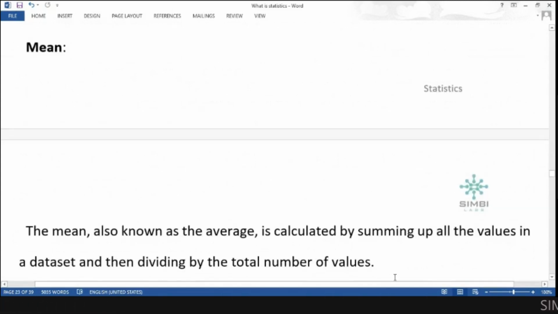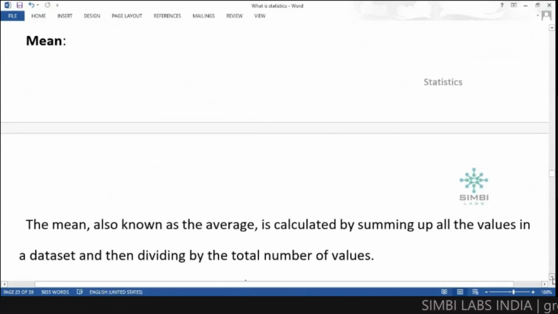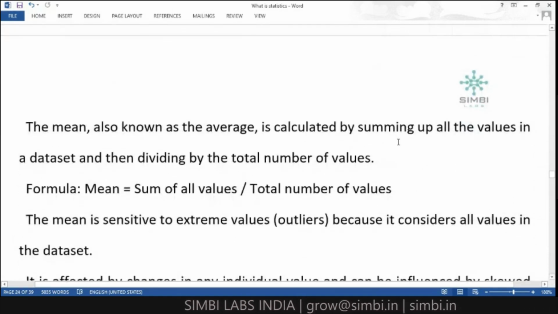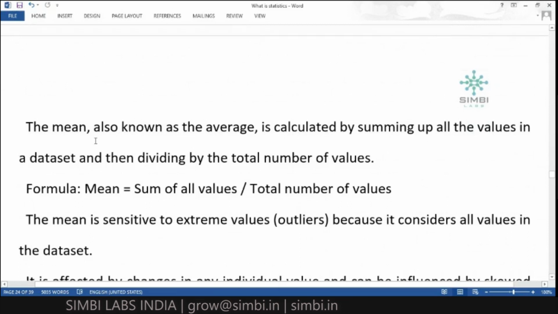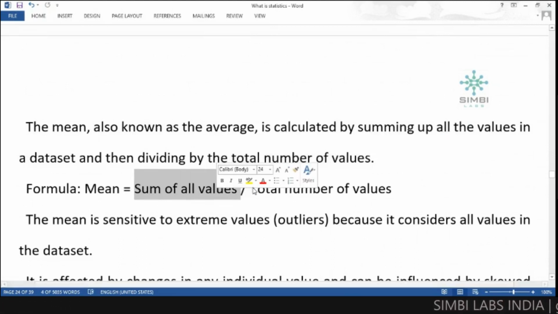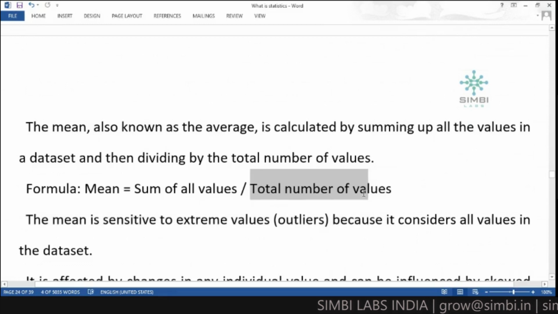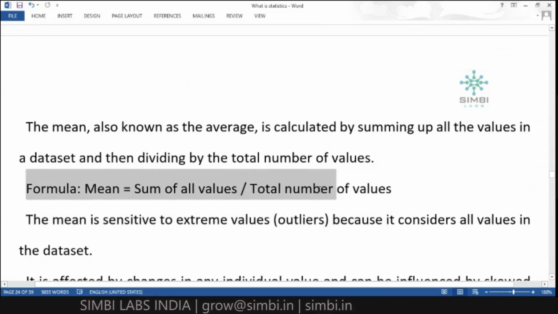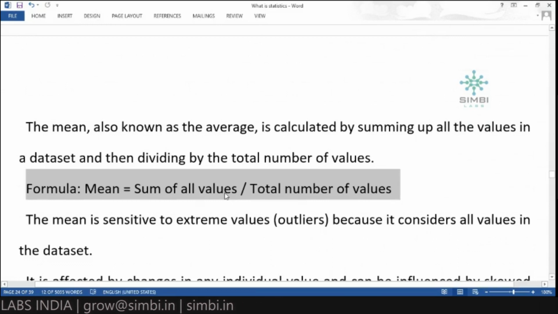So let us see what the mean is. The mean is also called the average and it is calculated by summing up all the values in a data set and then dividing by the total number of values. Sum of all values divided by the total number of values gives the mean. This is the formula for the calculation of mean.